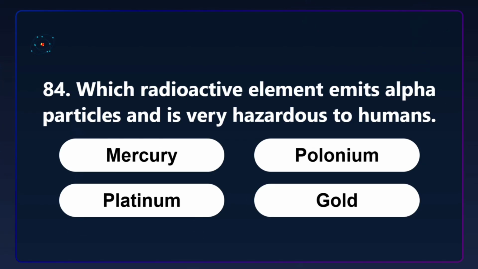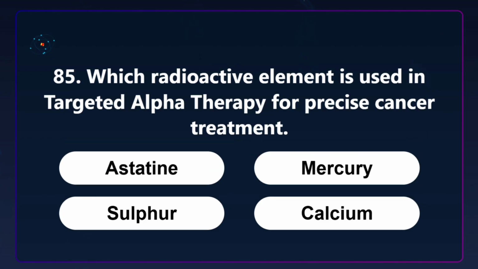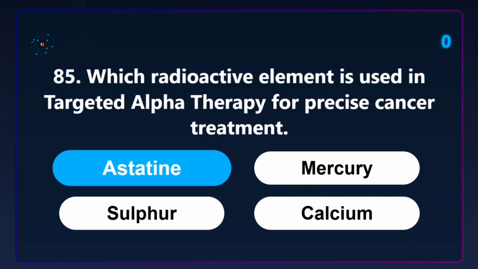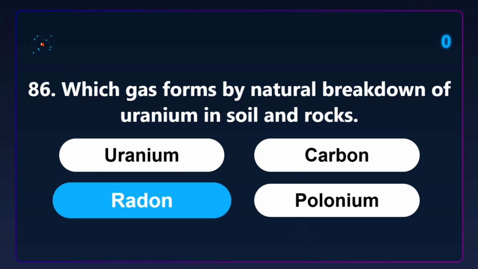Question 84. Which radioactive element emits alpha particles and is very hazardous to humans? The answer is polonium. Question 85. Which radioactive element is used in targeted alpha therapy for precise cancer treatment? The answer is astatine. Question 86. Which gas forms by natural breakdown of uranium in soil and rocks? The answer is radon.